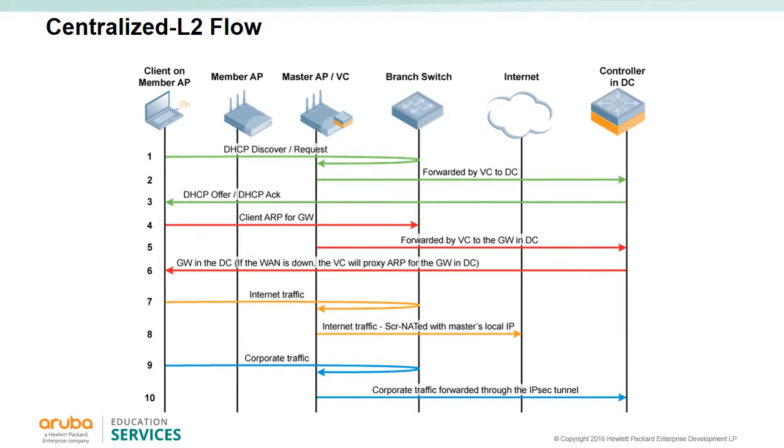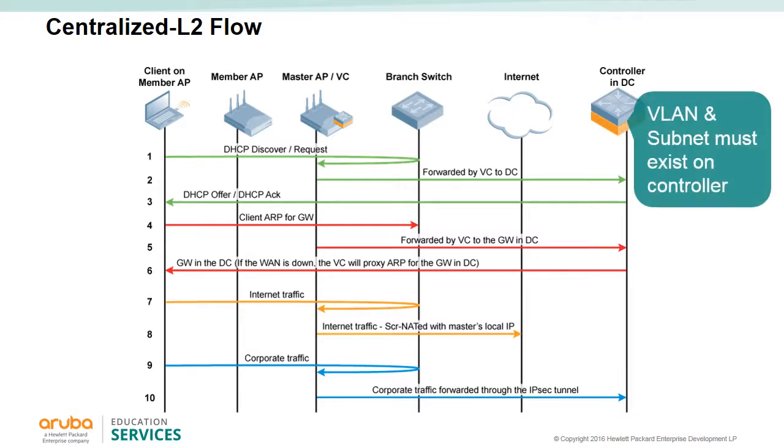Centralized L2 mode. A client issues a DHCP request that is forwarded to the corporate network. The client gets an IP address from the corporate server, and the default gateway is in the corporate network. All internet traffic is source NATed to the master VC's local IP address. Side note: if split tunnel is disabled, then all traffic is sent down the IPsec tunnel. Corporate traffic is not NATed and is simply sent down the IPsec tunnel to the controller.